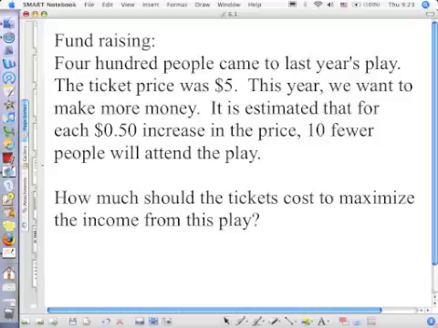Okay, so that means if we raise the price from $5 to $5.50, instead of 400, we'll have 390. If we raise the price from $5 to $6, instead of 400 people, there will be 380. Okay? All right, well, we're going to find out what is a function so that we can see where our income is maximized, and that's what we're going to charge. How much should the tickets cost?